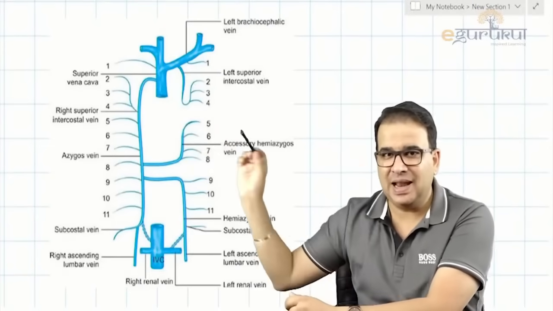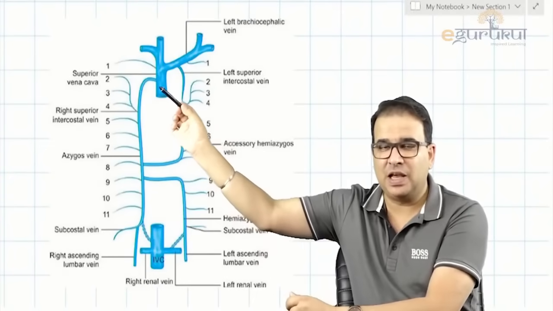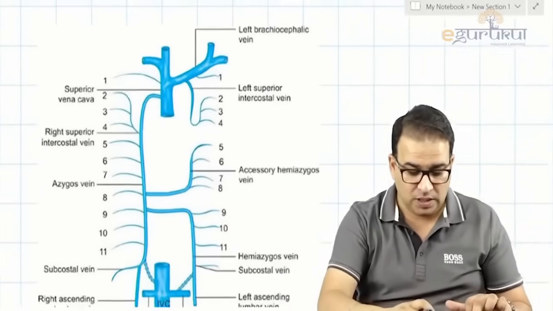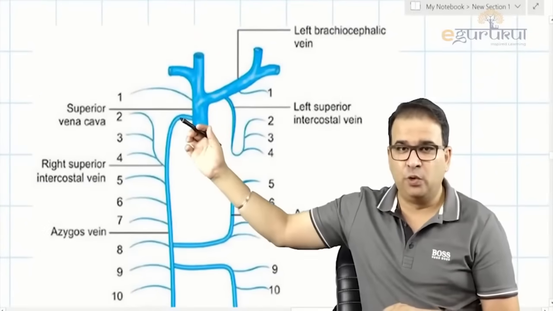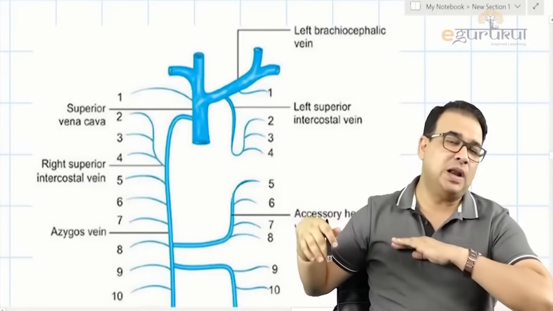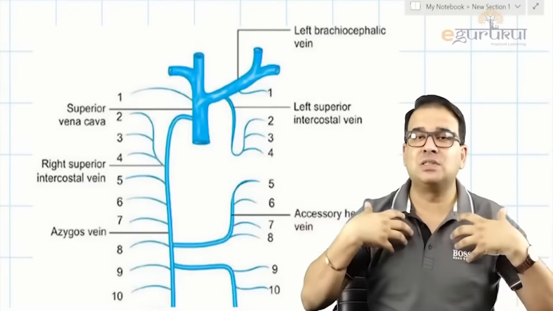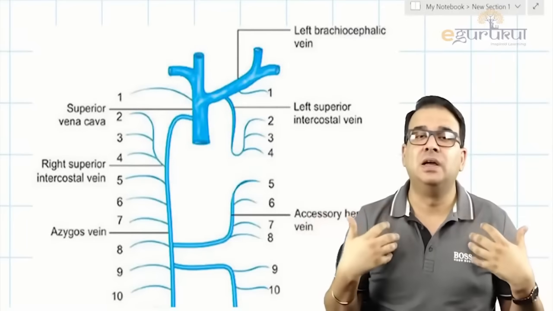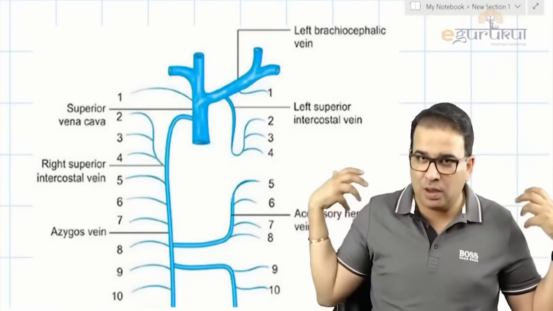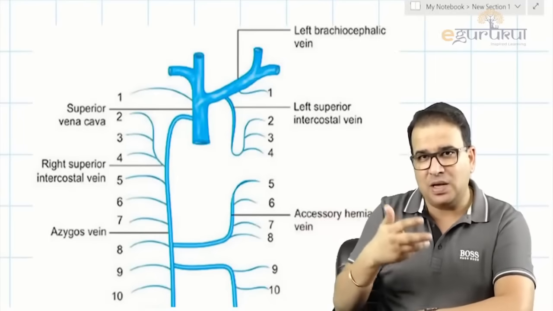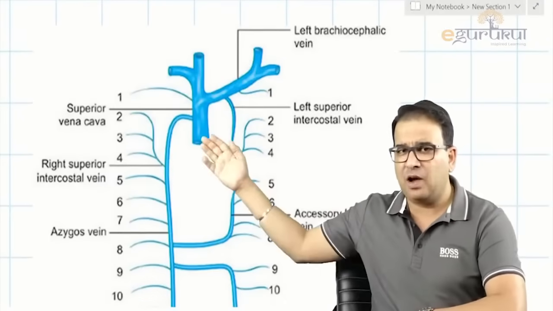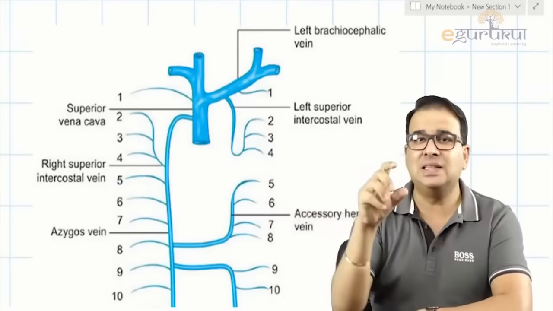Now the point is, we said the azygos vein is entering into the superior vena cava at the level of what? T4. So if it is entering at the level of T4, that means we do not have azygos vein above the fourth thoracic vertebra. So where will the other intercostal spaces drain, like the first, second, third? When they're going back, are they going to drain into the azygos vein, or into the superior vena cava, or into the brachiocephalic vein? Well, that is the major question here.